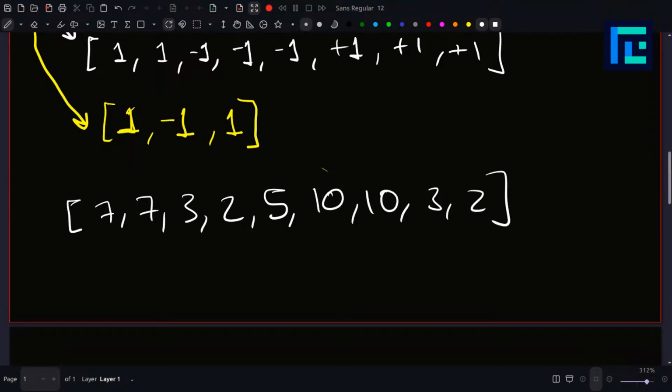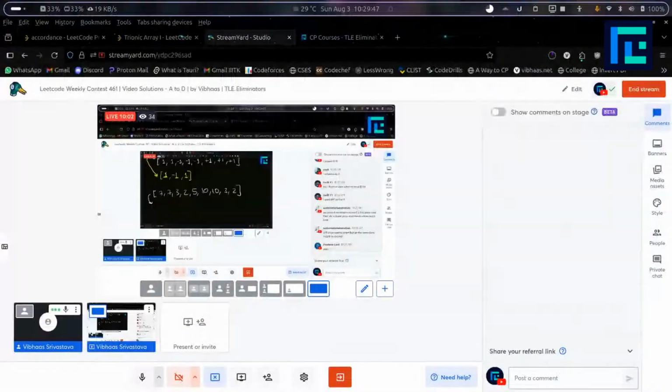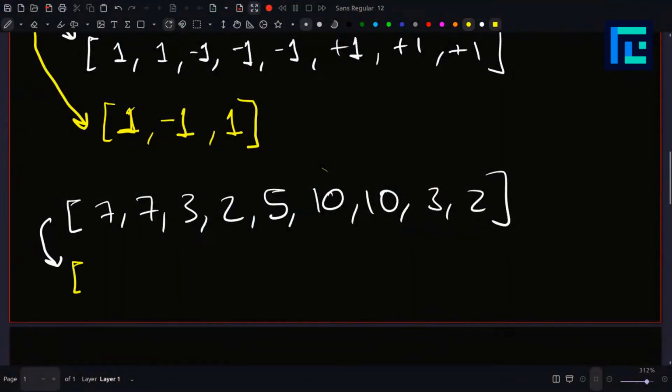Okay. So what will be the changes array for this? First, from 7 to 7, there is no change. So this will be 0, right? This will be 0. Then from 7 to 3, there's a negative change. So that's -1. Now from 3 to 2, there is also a negative change, but we won't push this because we already have a -1 here, right?